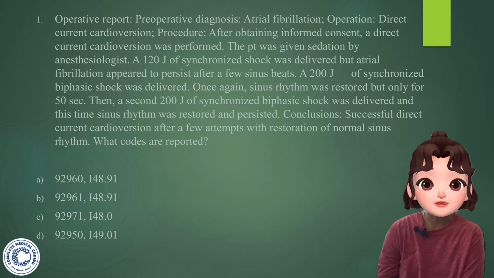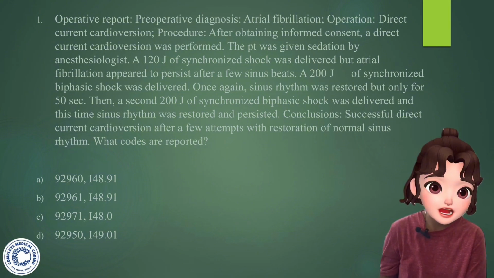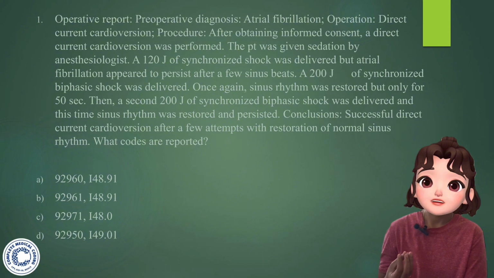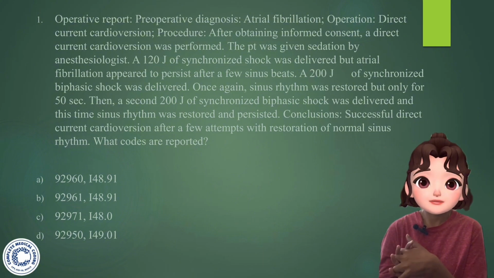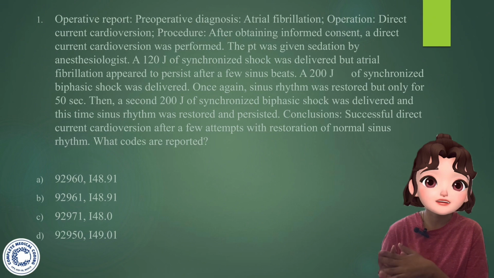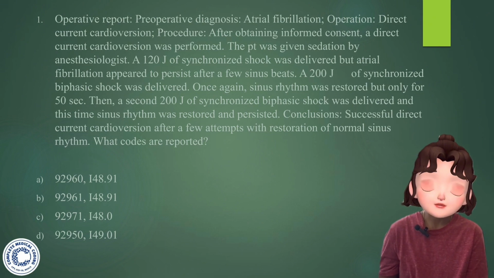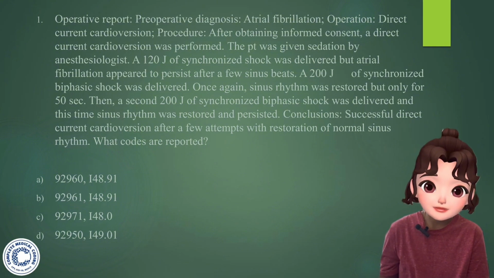Since there is no separate procedure or additional procedure carried out, you can't code for the internal one. You have to always go for the external one. If the question mentions something about some additional procedure carried out to maintain this, then you can definitely go to the internal code 92961. Since nothing like that is mentioned here, the answer will be CPT code 92960.